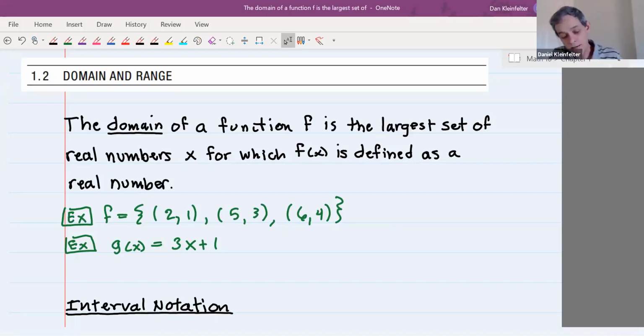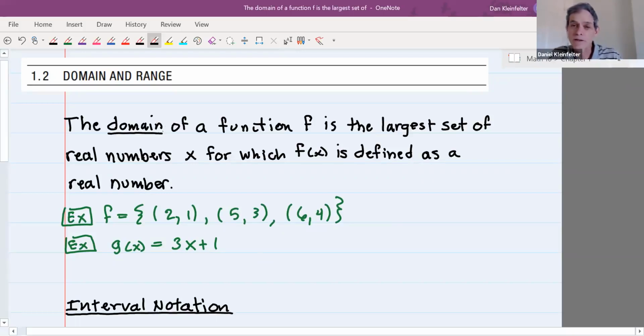Okay, a way to keep that straight is to notice that the last two letters of the word domain spell out "in." So the domain is the inputs of a function. So a couple of examples. Here we have a function f written out by a list of ordered pairs: (2, 1), (5, 3), and (6, 4). So the domain just consists of three numbers: 2, 5, and 6. And that's it.